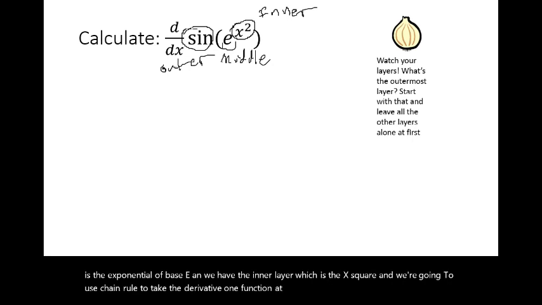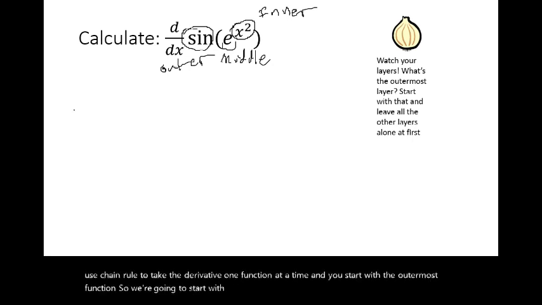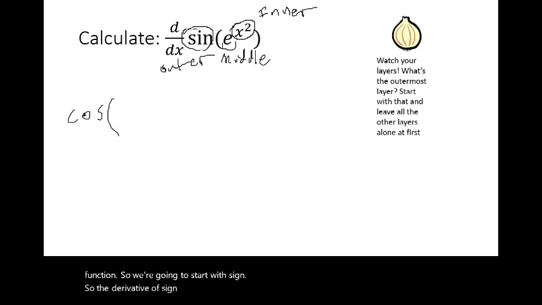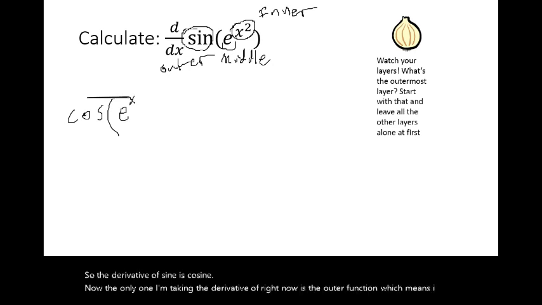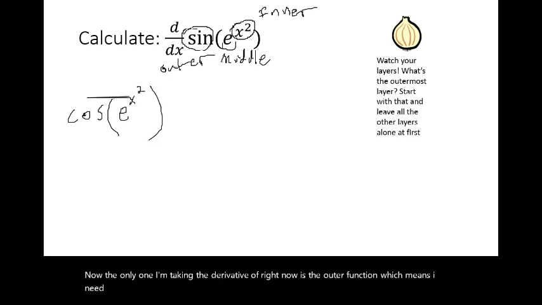And you start with the outermost function, so we're going to start with sine. So the derivative of sine is cosine. Now, the only one I'm taking the derivative of right now is the outer function, which means I need to leave all of the other functions completely alone. So I'm going to leave the e to the x squared completely alone.